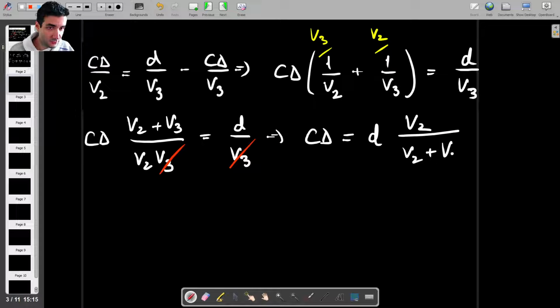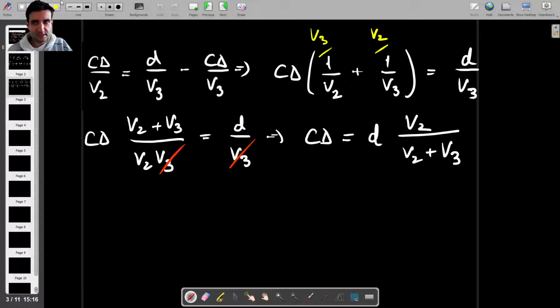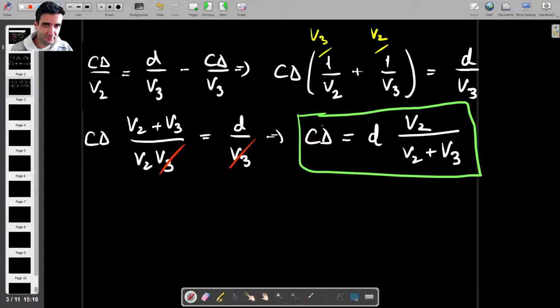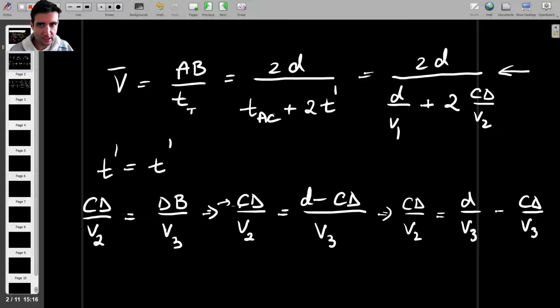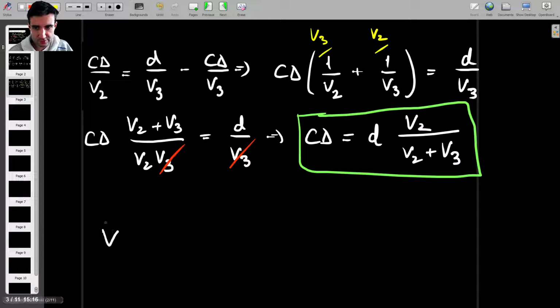So this is nice. We just expressed the distance from C to D, which is unknown, in terms of D, which is also an unknown if you think about it, but it will work out in the end, as we'll see in a second, as well as the ratio between V2 and the sum of V2 and V3. So what did we do that for? Well, now we can go back here into this equation for average speed and write average speed as follows.